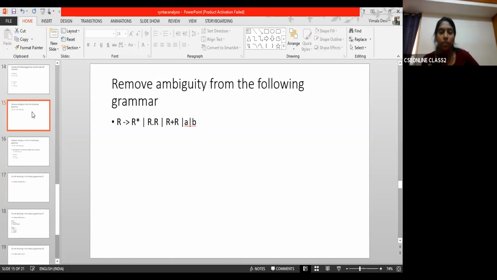Remove the ambiguity from the following grammar. So this is a grammar. R derives R star. Another rule is R dot R. The next rule is R union R. Actually, R stands for regular expression here. We know that the union operator can be represented by slash, plus, or U symbol also. So here plus means the union operator. Then finally, R can be replaced by either A or B.